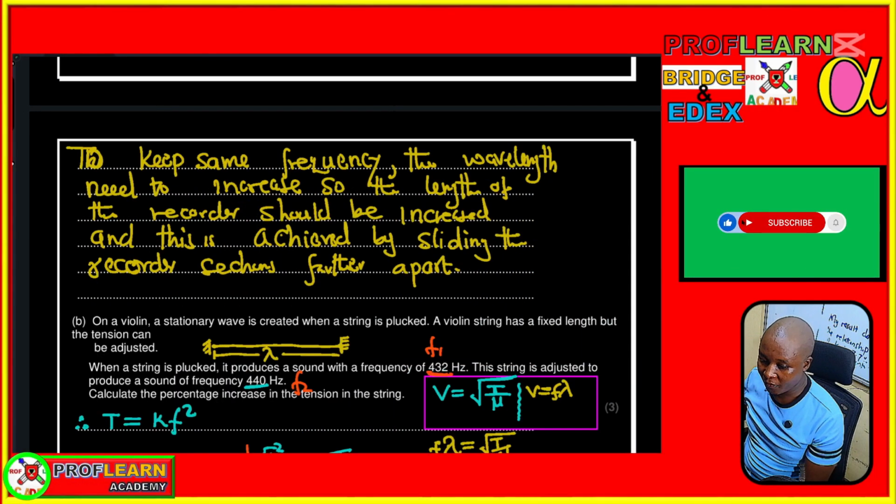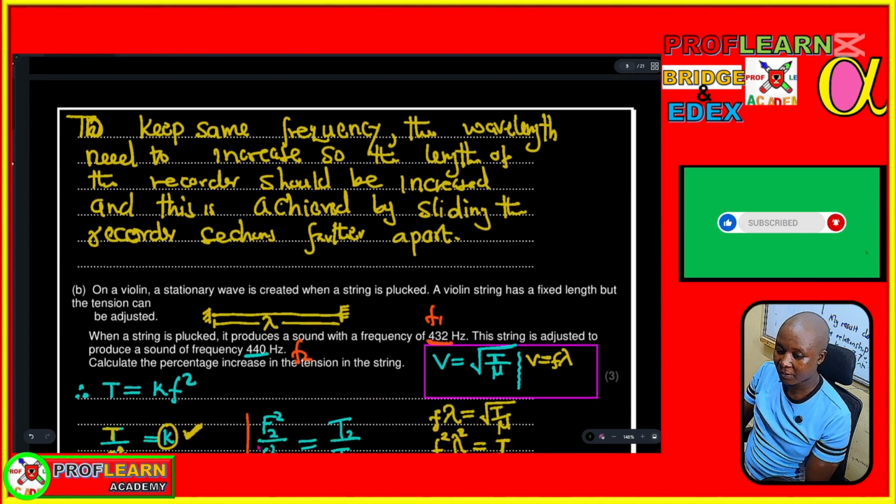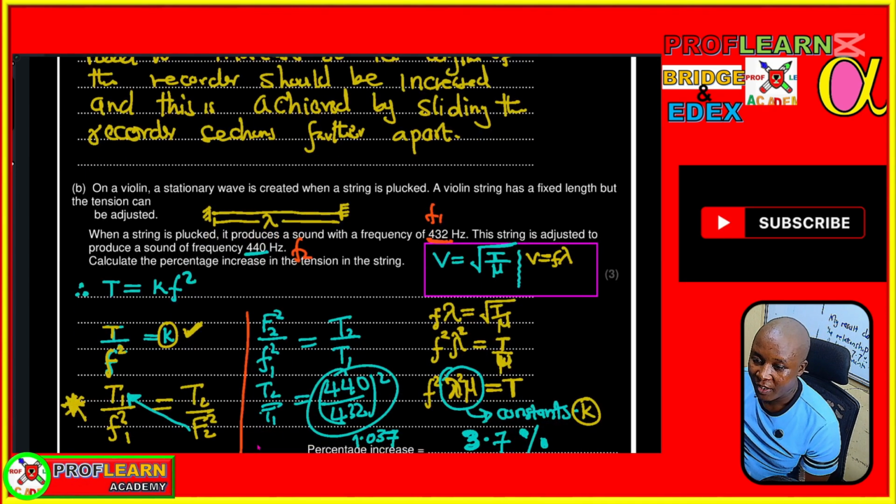All right, so moving to the next part here. On a violin, a stationary wave is created when a string is plucked. A violin string has a fixed length, but tension can be adjusted.